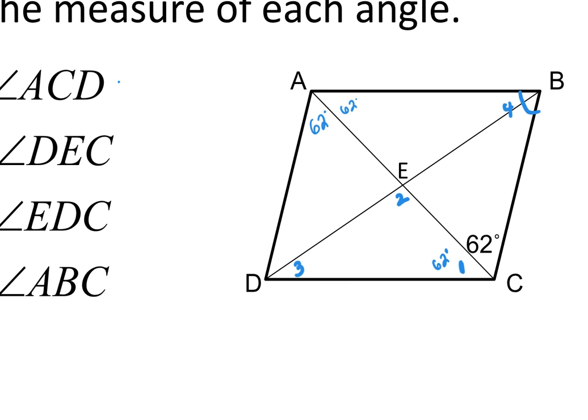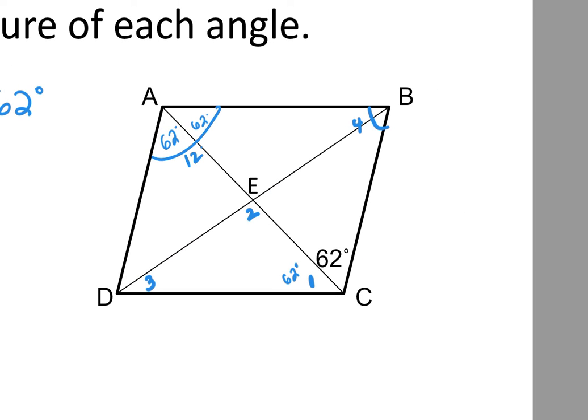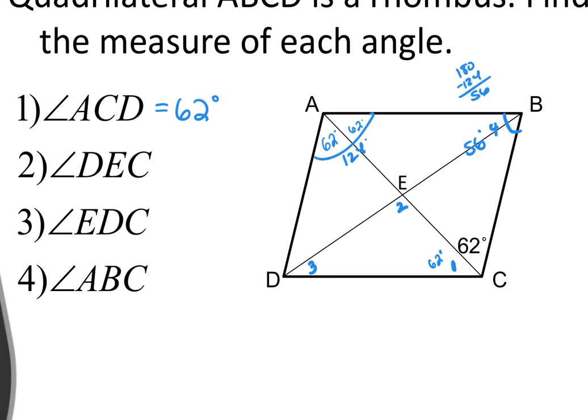That's the first one. Since A adds up to 124, we know that B adds up to 56. How do you know that? The angles are supplementary when they're consecutive. Good. So 4 is 56, which means that ABD and DBC are both 28 because they bisect. So this would be 28 and 28, which means that the other angles on the opposite side are also 28. And now we have that one.